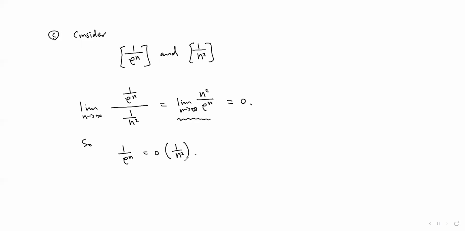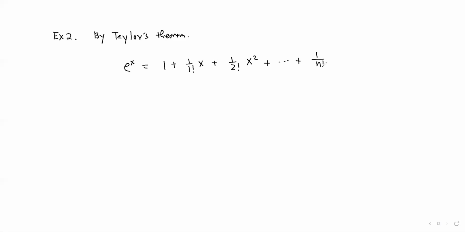It turns out that there is one more example, about Taylor's series. Example 2. By Taylor's theorem, for e to the x, I can expand this function into a polynomial about 0: 1 plus x plus 1 over 2 x squared and so on, up to 1 over n factorial x to the n, then plus an error term.